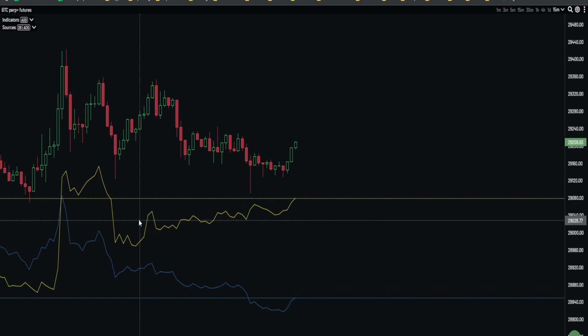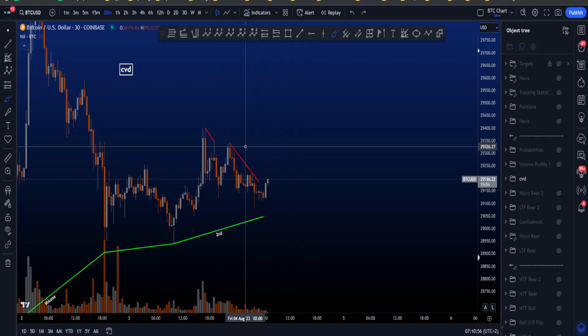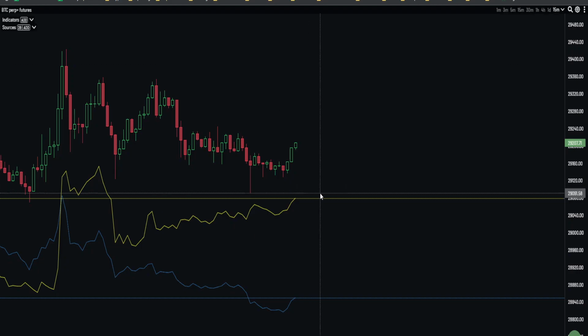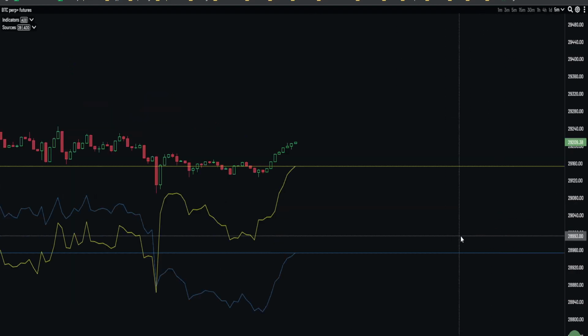This bearish CVD divergence is invalidated if we can go above this high over here at 29,350. So we're talking about this high over here. If we can get a bit of a push to the upside, that would help this particular case.